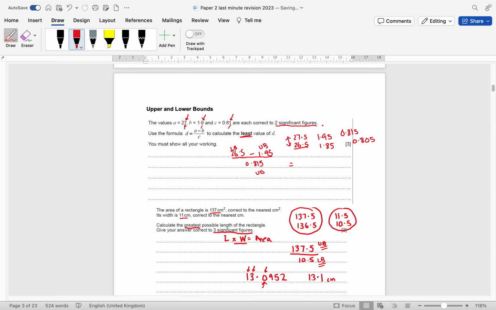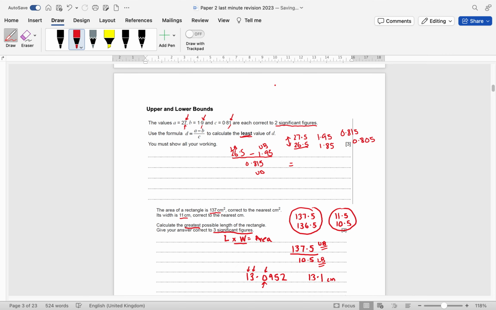Generally, an upper and lower bound, unless it's something like the nearest 10 or nearest 5, right? Generally, it involves sticking a 5 on the end. So the upper and lower bound of A are 27.5, 26.5. B, 1.95 and 1.85. And C, 0.815 and 0.805.